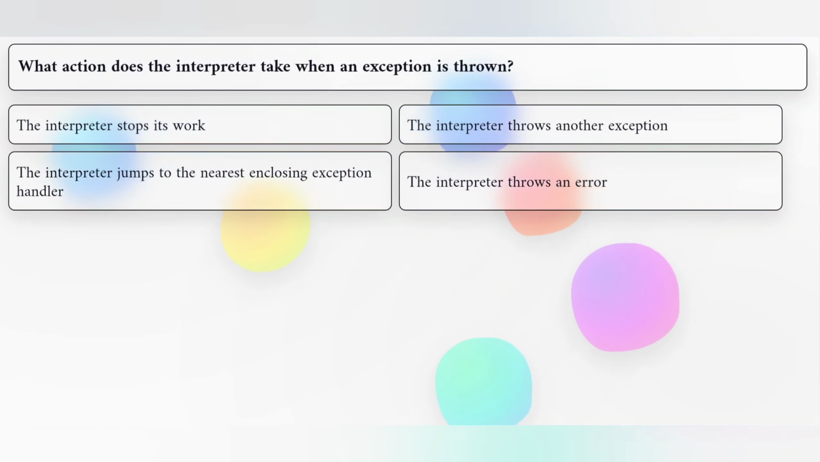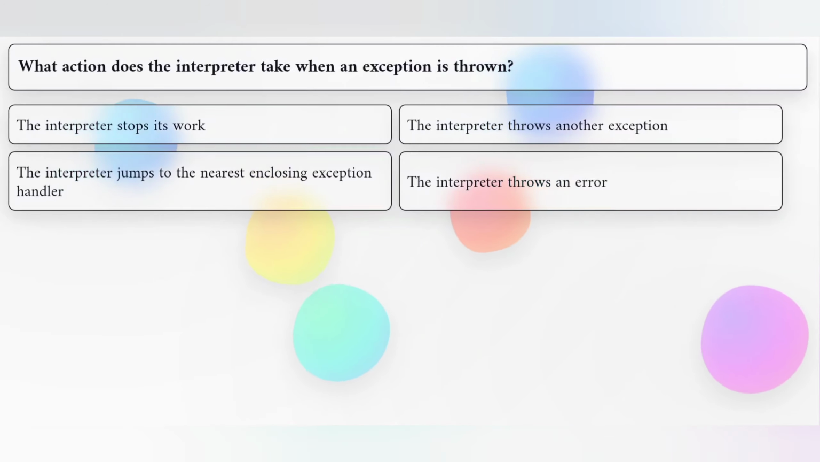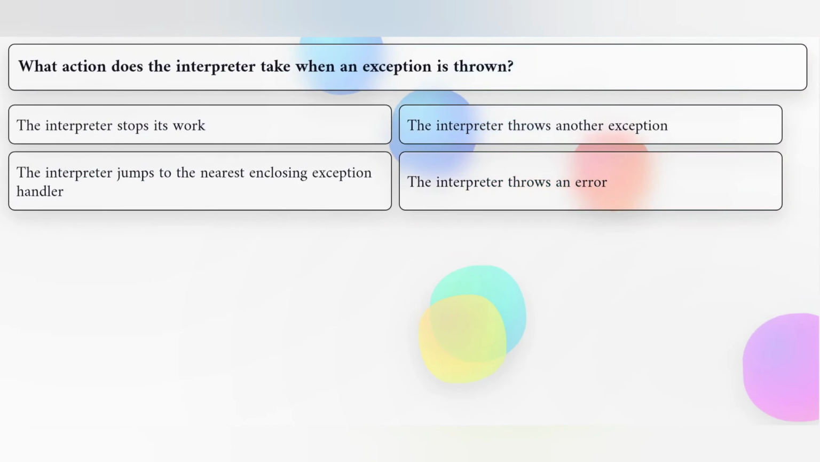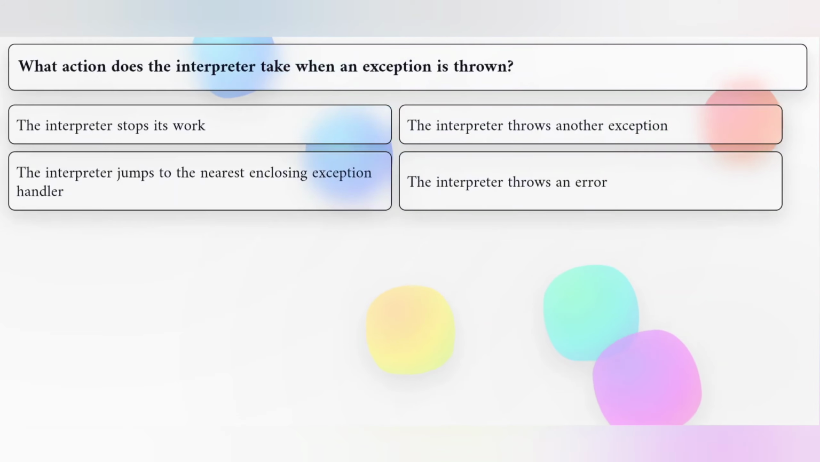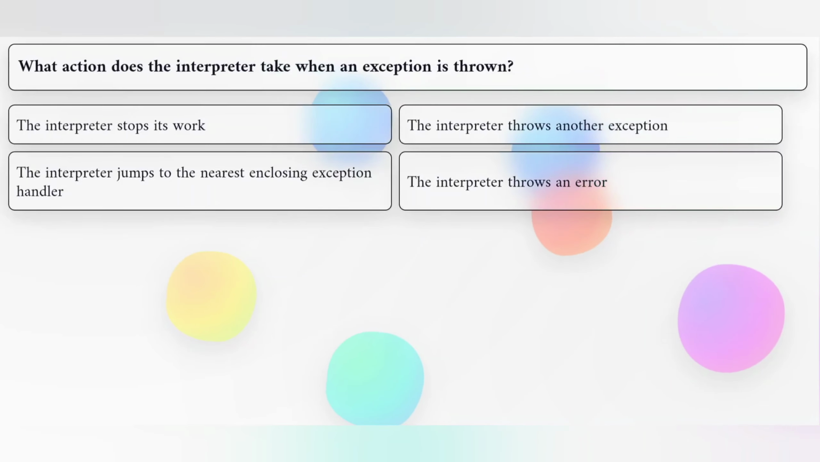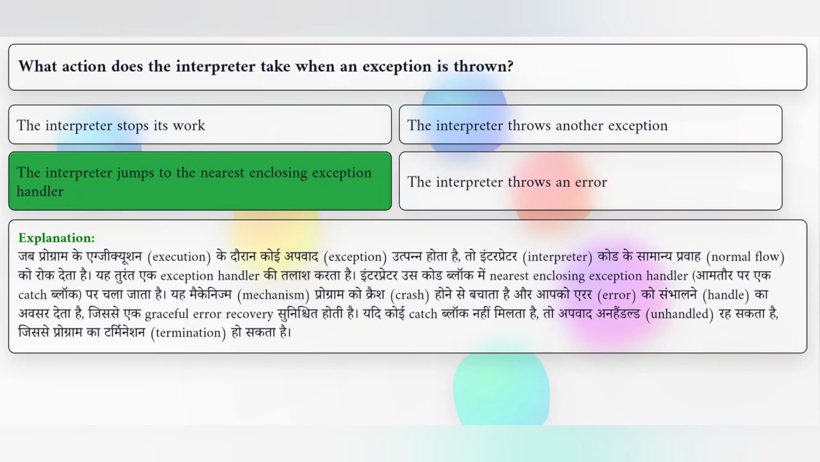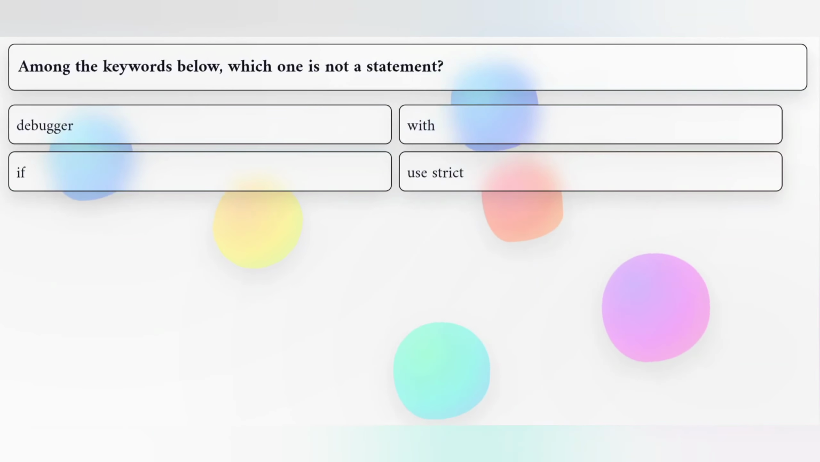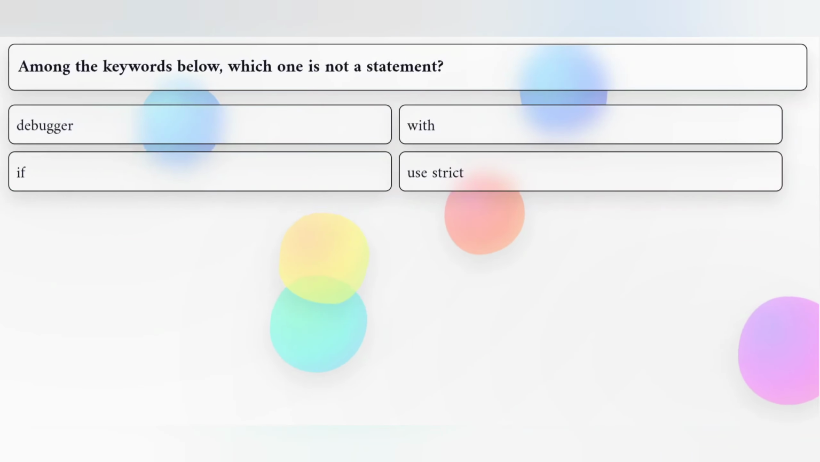What action does the interpreter take when an exception is thrown? The interpreter stops its work. The interpreter throws another exception. The interpreter jumps to the nearest enclosing exception handler. The interpreter throws an error. Among the keywords below, which one is not a statement? Debugger, with, if, use strict.